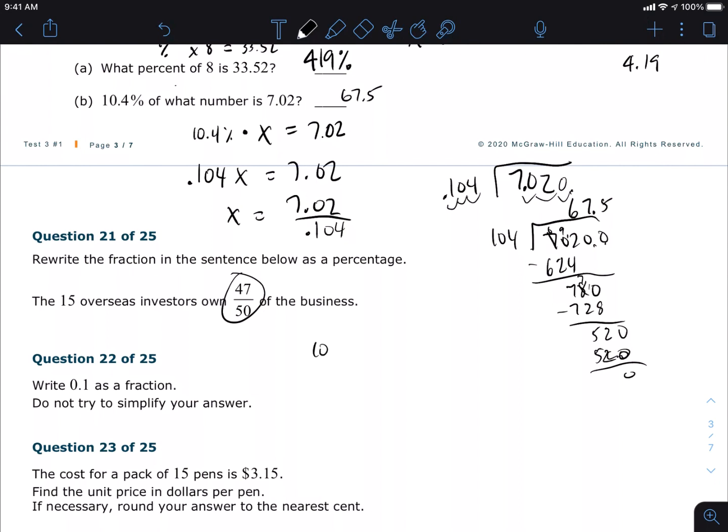By 2, right? So if I multiply the bottom by 2, I have to multiply the top by 2, and that's going to give me 94. Well, 94 over 100 is in the percent form, right? Because percent means per 100. So it's 94% of the businesses.